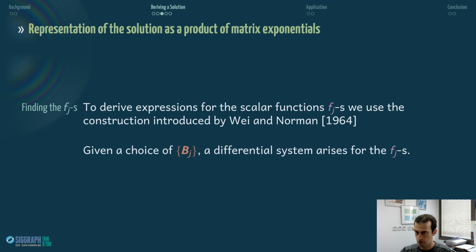Given a Lie algebra generated by a particular choice of our basis Bj, that is, a particular representation of the solution, as was just discussed, Wei and Norman's construction will ultimately result in a differential system for those scalar functions f. That is, a system of scalar ordinary differential equations. And here comes a key step.